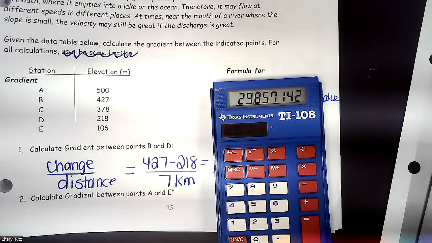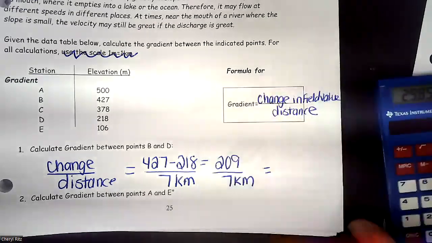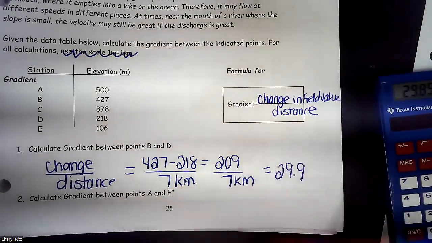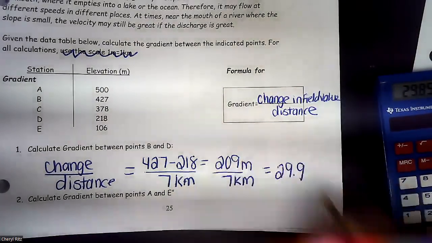Do I just leave it like that? It goes up to 9. Why does it go up to 9? 5 is higher than 4. Right, so the 5 here tells you to round up. So this is 29.9. What are the units?